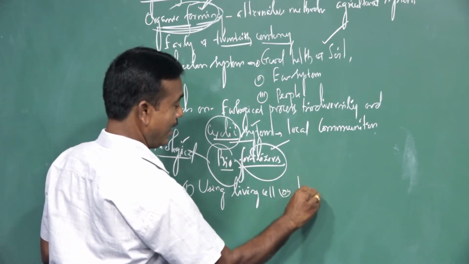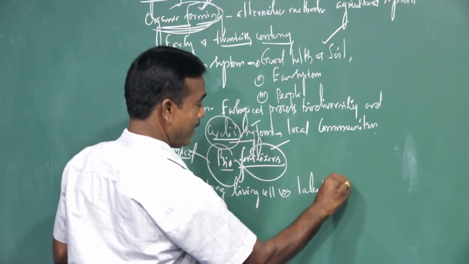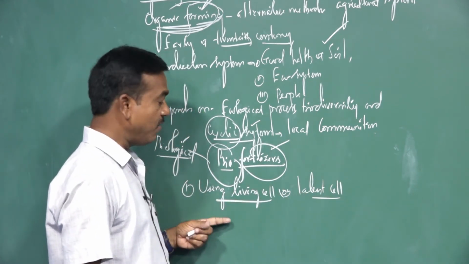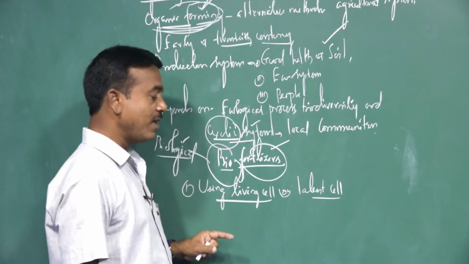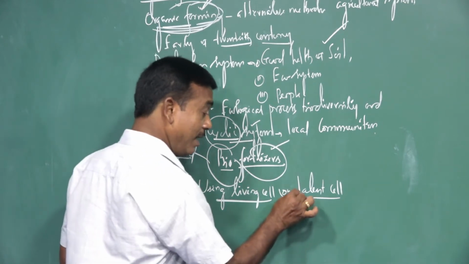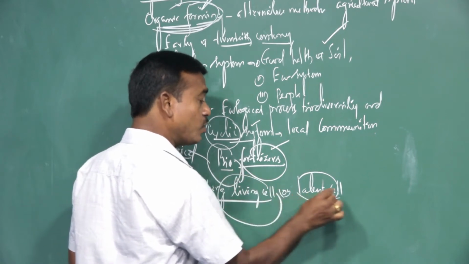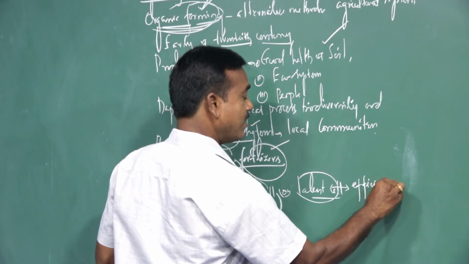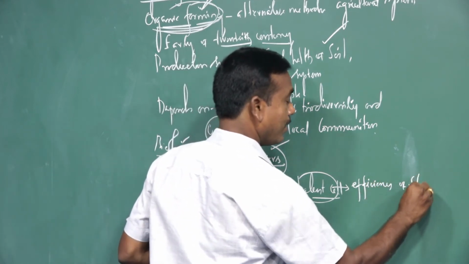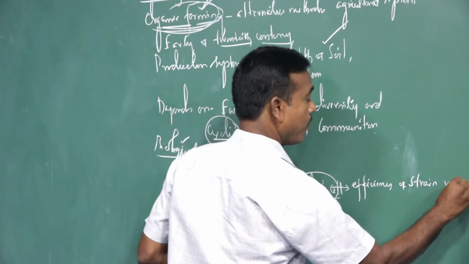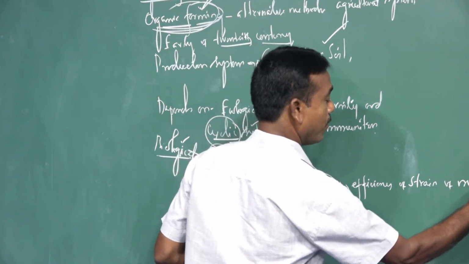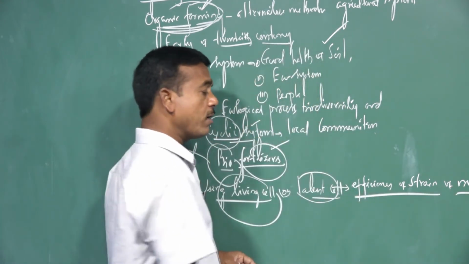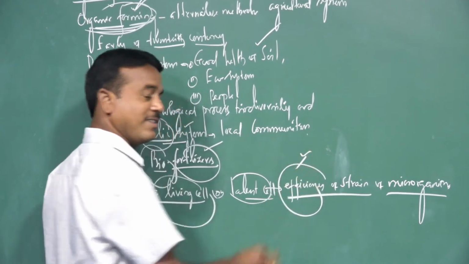Or latent cell. What do you mean? Which things are utilized to manufacture a biofertilizer? Using living cell or latent cell. That living cell or latent cell is derived from the efficiency of a strain of microorganism, or which microorganism can be processed according to what efficiency.